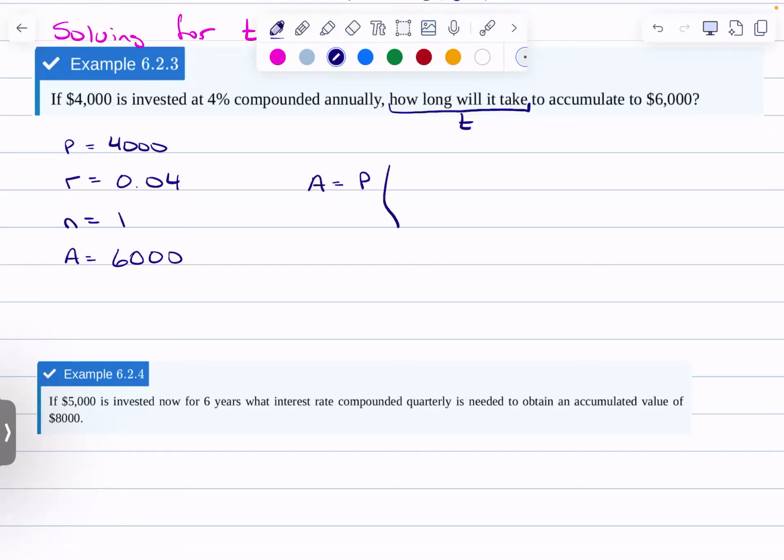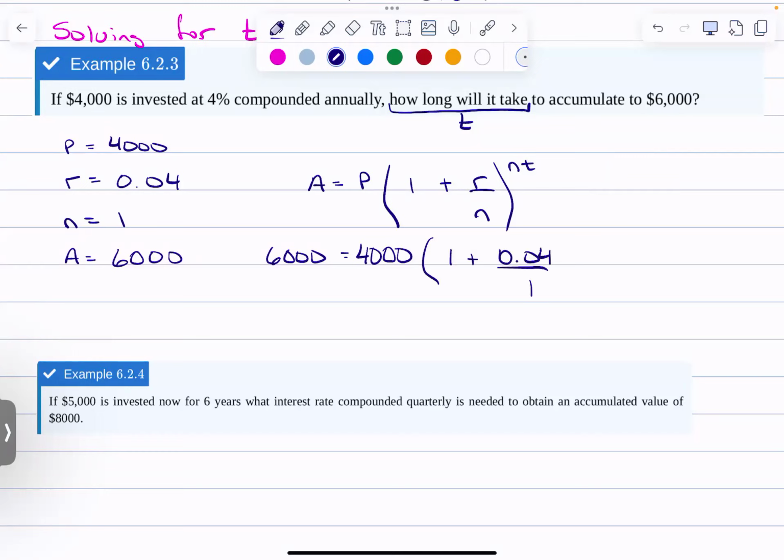1 plus R over N times T. Sneaky. Well, let's see. Let's plug and chug and see what happens. 6,000 is 4,000 times 1 plus 0.04 divided by 1, to the power of 1 times T.